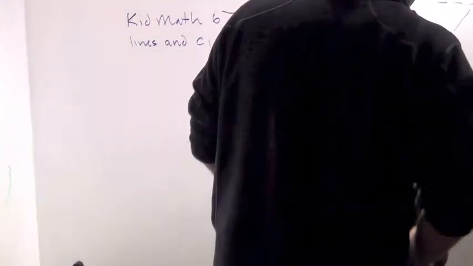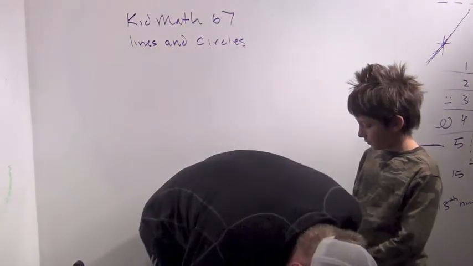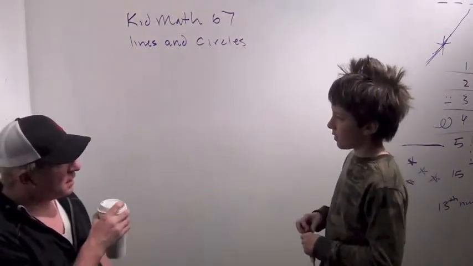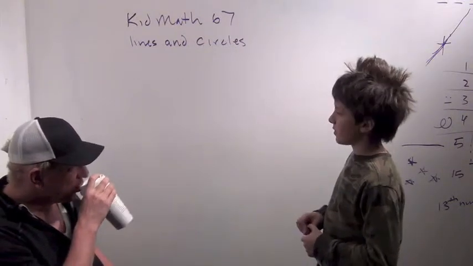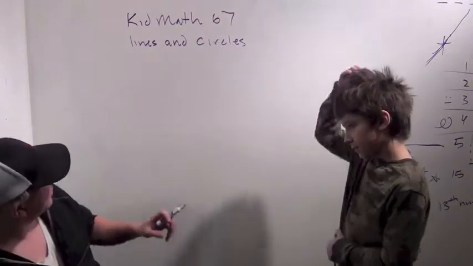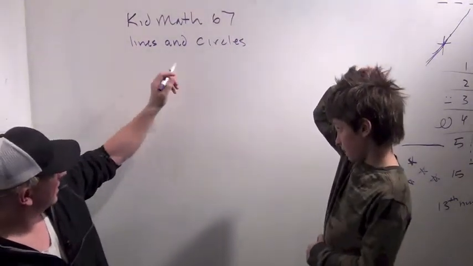For our movie yesterday, KidMath 67, we had a line and a circle and a parabola. No, it was a line and a parabola. Right, it was a line and a parabola. Today I want to do a line and a circle.